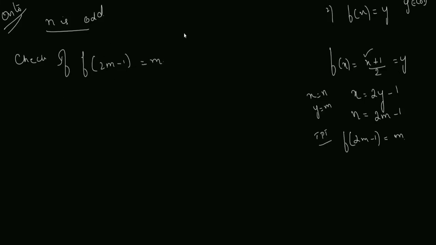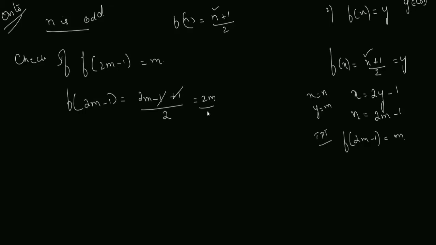So what is the function f? If n is odd, what is the function given? f of n is (n plus 1) by 2. You replace n by 2m minus 1 now. So f of 2m minus 1 is, n is replaced by 2m minus 1, plus 1, by 2. So 2m by 2 is equal to m. Therefore the function is onto. We proved it for odd numbers.